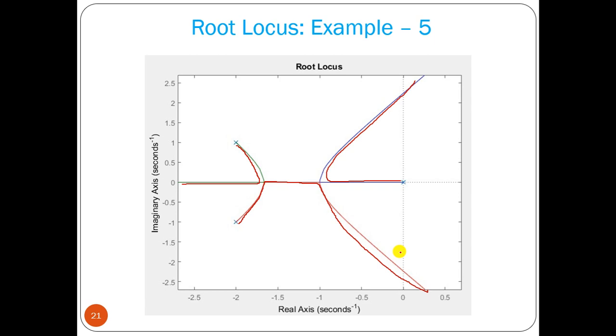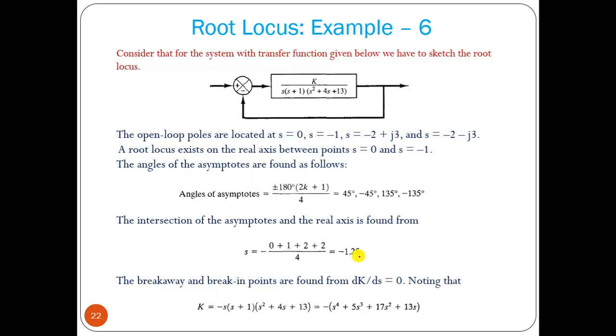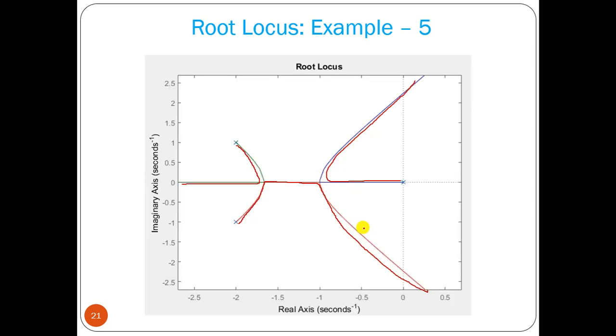So this is example number 5, one of the most interesting problems. That means you should always try to find out the breakaway point or break-in point. It may look like there is no breakaway or break-in point, but you may have one. This is an example of that.